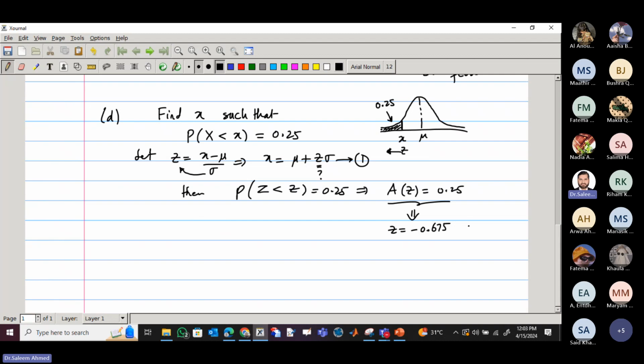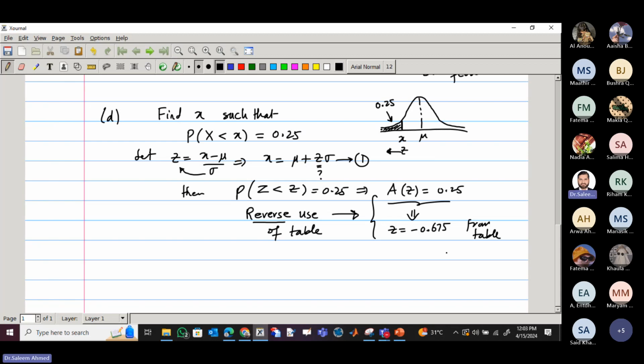How did I get that? I got this from the table. So this is the reverse use of the table. Before, Z was given and I was looking for the area. Now the area is given and I looked for Z. So this is a question where you use the table in reverse.